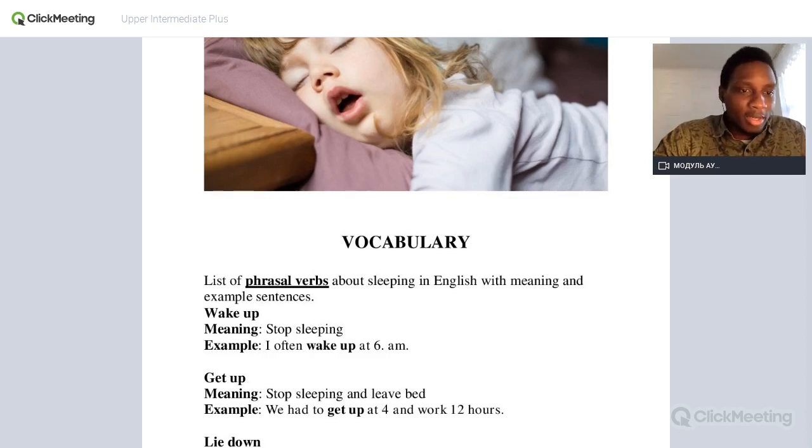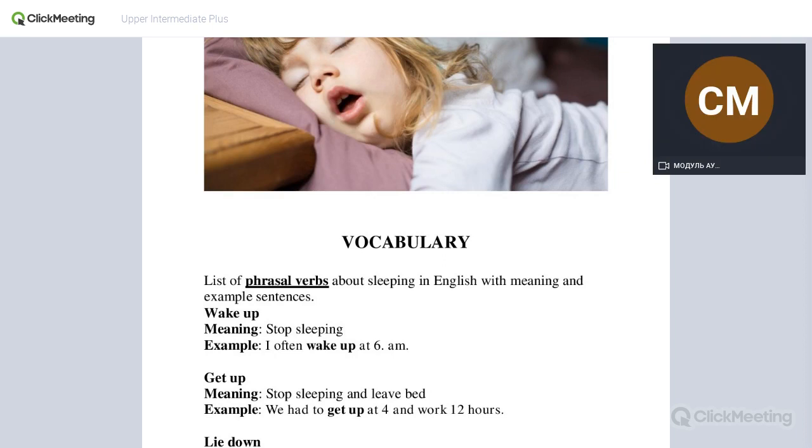Then you look at the second one, and this is get up. Get up means you stop sleeping and you leave your bed. That's what it means. Common examples with get up: we had to get up at 4 and walk 12 hours. We had to get up at 4 and walk 12 hours.